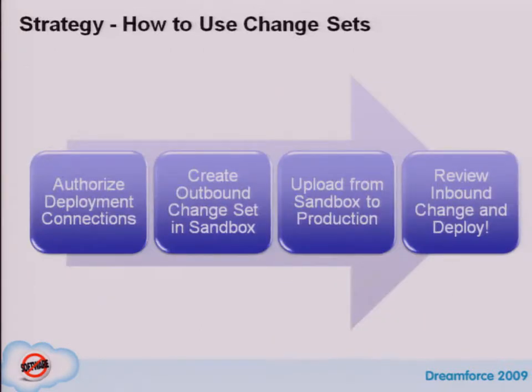So this is the four-step process to use change sets. I apologize, it's a little geeky, but stay with me, it's good. Step 1, you're going to authorize your deployment connections. That sounds really complicated, but it's pretty easy. I'm going to step you through each stage. Step 2, create your outbound change set. This is the group of changes that you want to bundle up and push live. Step 3, upload it. Step 4, review the inbound change and deploy. So let's step through each one of these things.